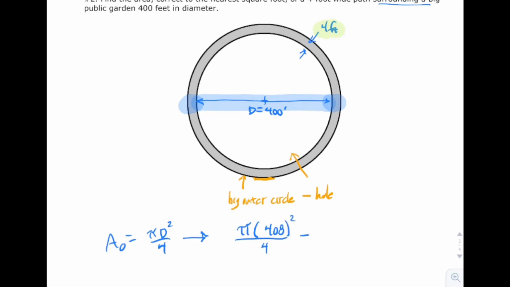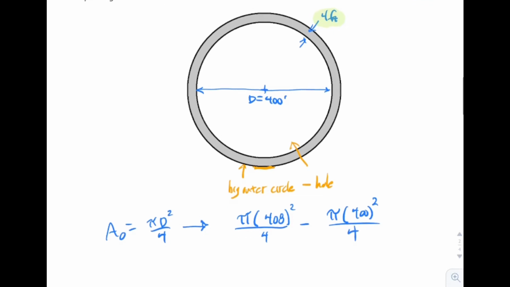Minus. Now we can subtract the hole. Pi times, and we know that the diameter of the hole is exactly 400 feet. So we just use a 400 for our diameter. That gets divided by 4. And actually, that's pretty much it. We just got to crank that out.